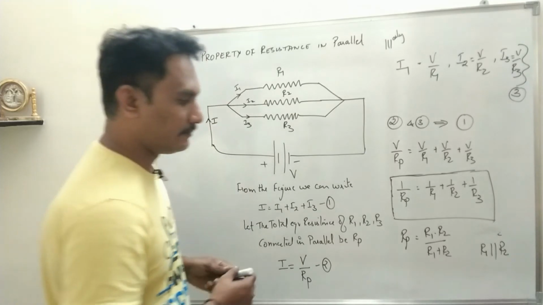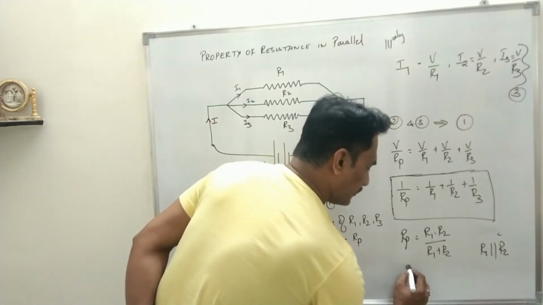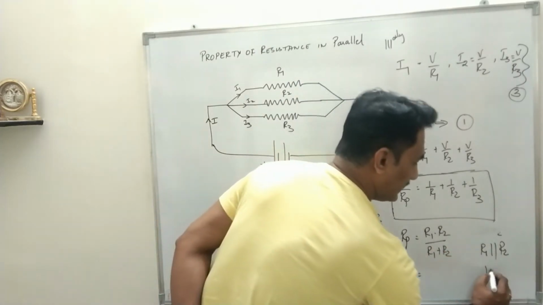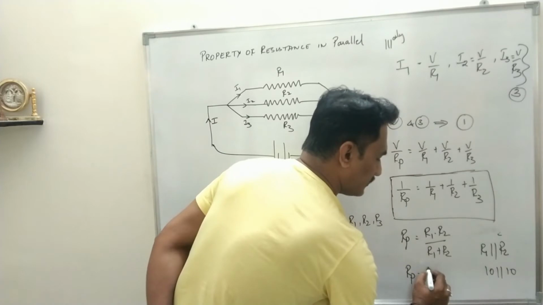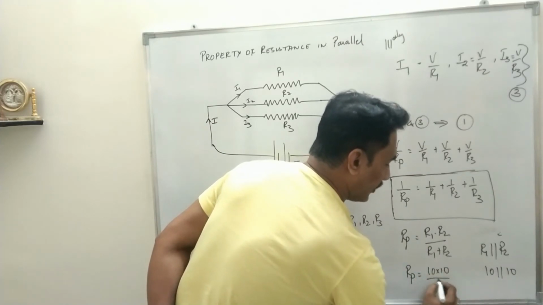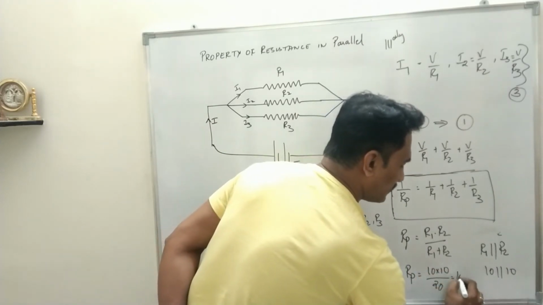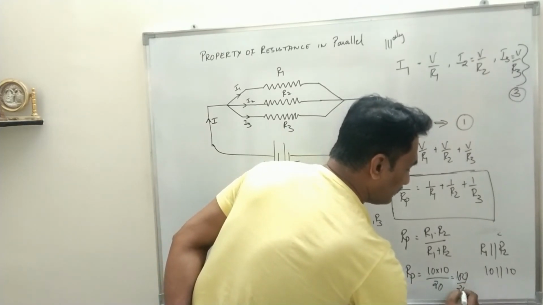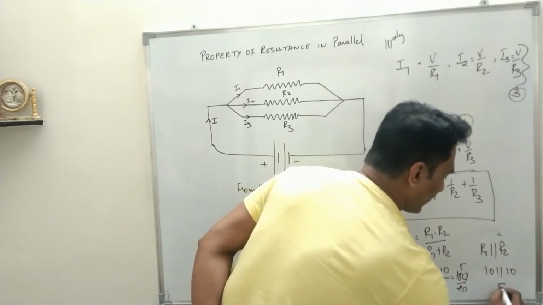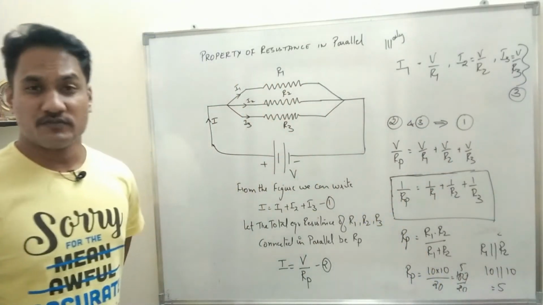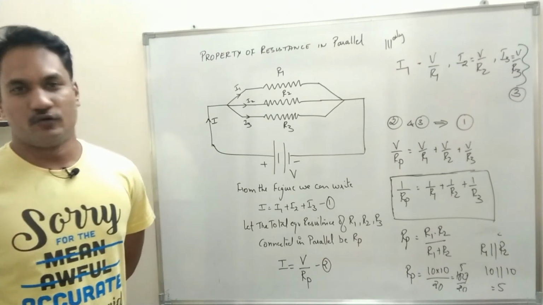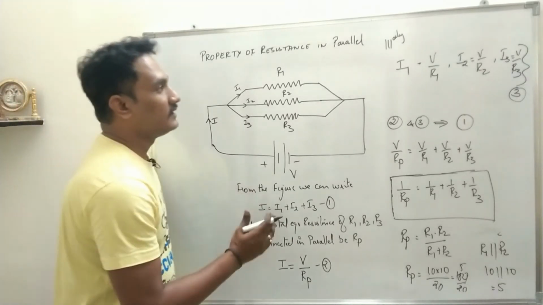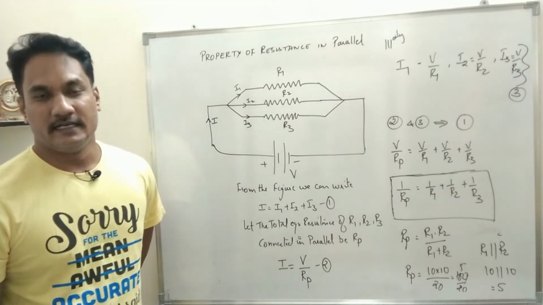I'll just give you an example so that you can understand. Suppose the value is 10 ohms, both 10 parallel 10. So it will be 10 multiplied by 10 upon 10 plus 10, that is 20. So this will be 100 upon 20, that value will be 5. So when two resistances of the same value come in parallel, the value becomes half. You don't have to calculate, you just have to substitute the value becomes half. So this is the property of resistance in parallel.